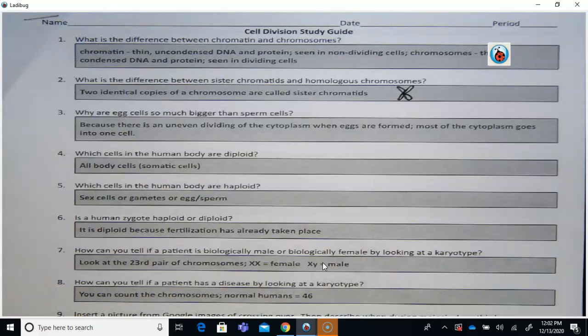Number 8, how can you tell if a patient has a disease by looking at a karyotype? You can count the number of chromosomes. A normal human karyotype has 46 chromosomes. So if there's more or less, then the patient has a disease, like, for example, Down syndrome.